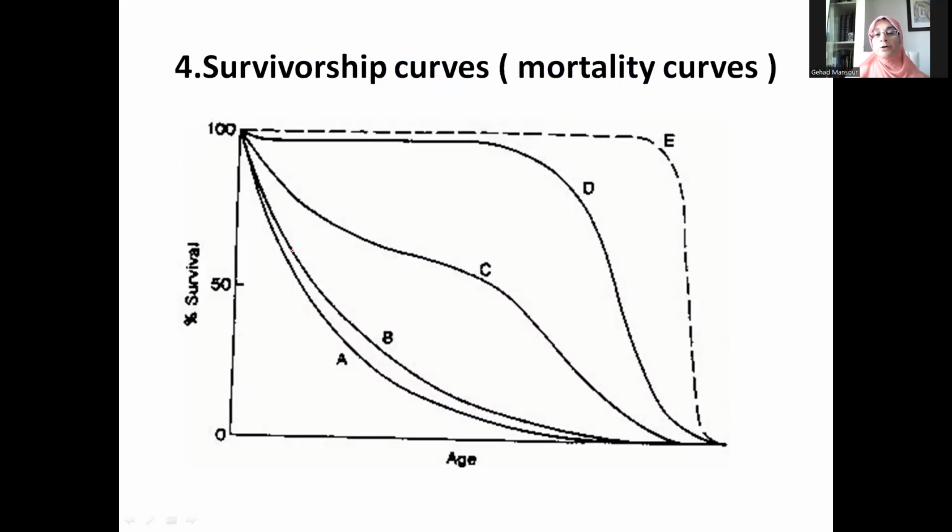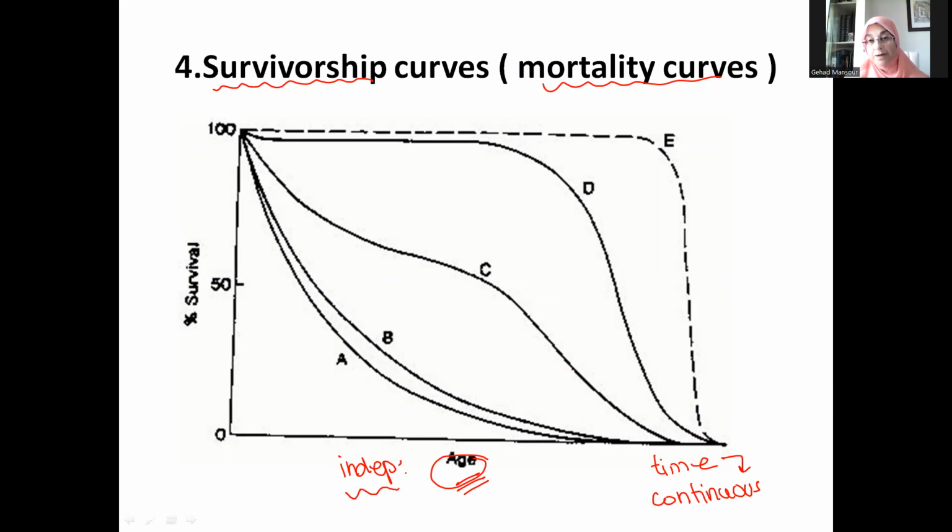And now we are going to talk about the survivorship curves or the mortality curves. You can call them survivorship curves or mortality curves. You can see, for example, here on the x-axis, you have the age, or the age group. Age here is time, and therefore it's a continuous independent variable, and that's why we can use a line graph. So time is a continuous variable, and it is the independent variable.